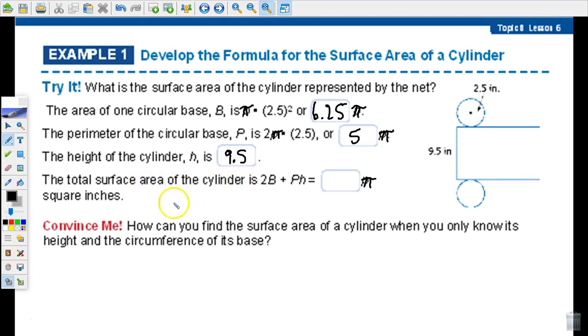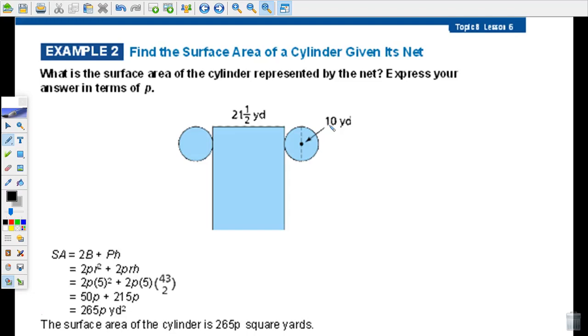So the total surface area of the cylinder is 2B plus pH. So if we work this out, we would do 9.5 times 5, okay? And we would get 47.5, and then we would add 6.25 to that. So we would get 53.75. All right, everybody write that down. Okay, moving on. We got a lot to get through.